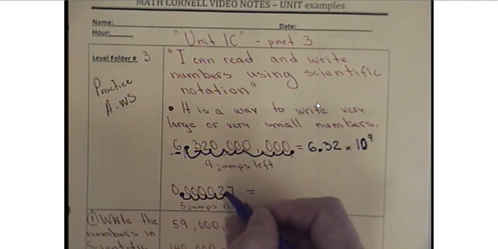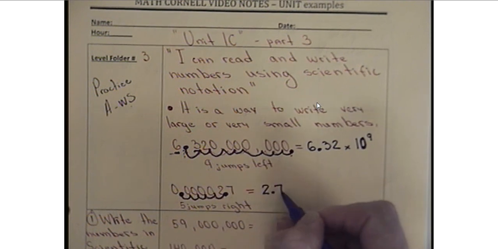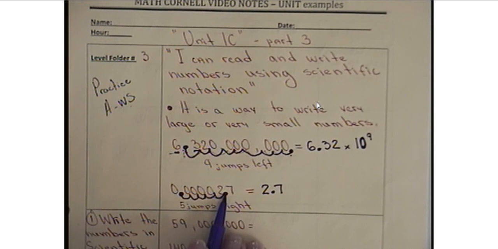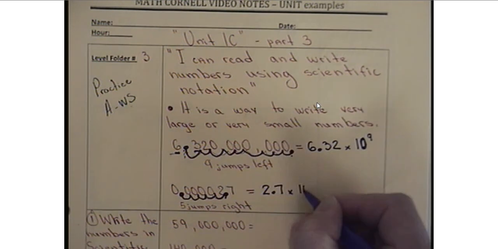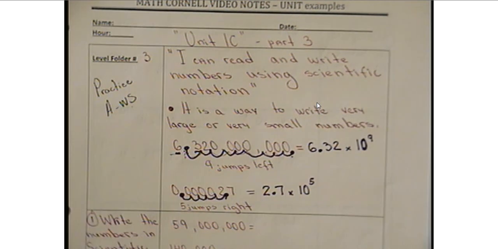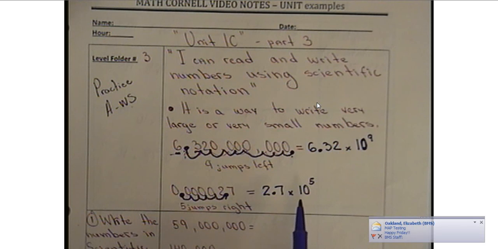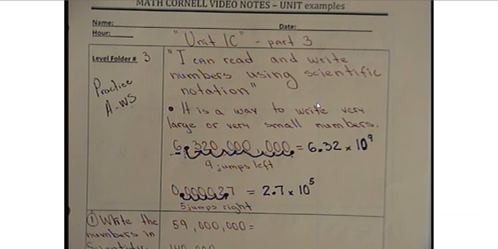So my new look of the number in scientific notation will be 2.7, the decimal point is right here now between 2 and 7, times 10 to the power of 5 because we just made 5 jumps. And again, from a small number in standard form, I just wrote this in scientific notation form. Alright, so this is the general rule and information. Next, we're going to do some practice together.